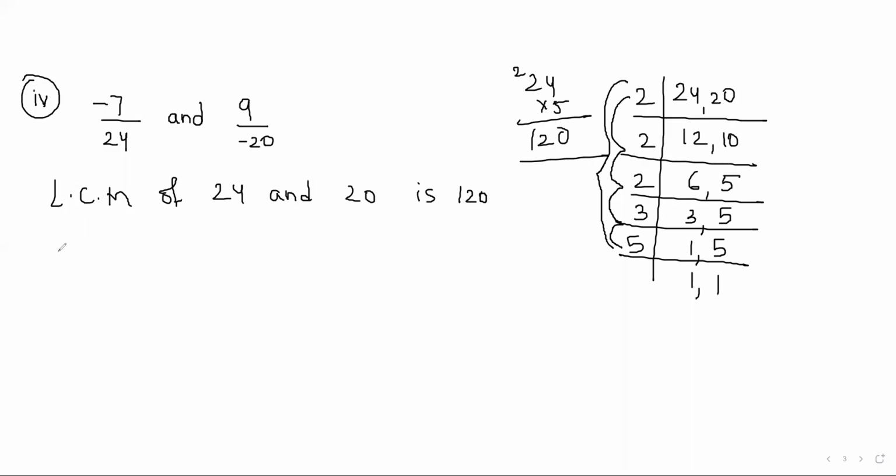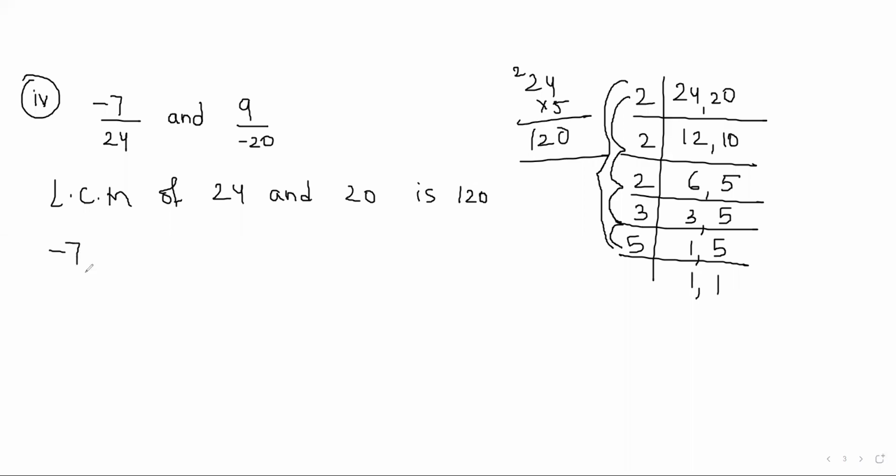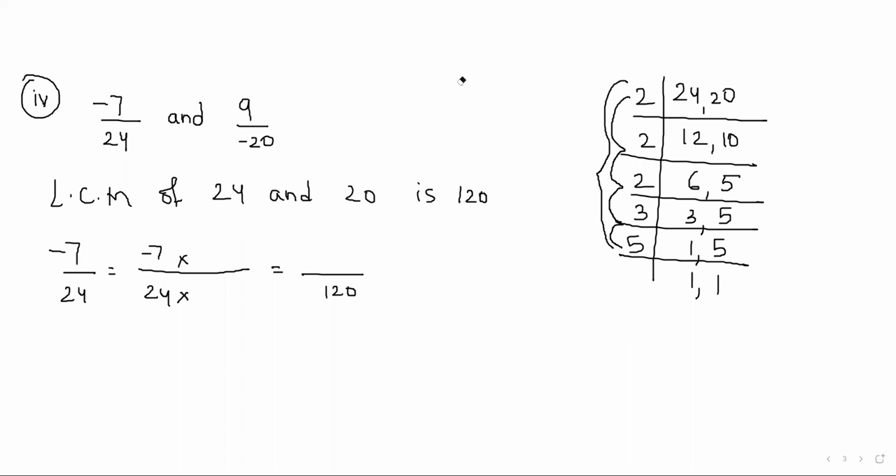So now let us continue the sum. So we have to make the denominator as 120. So let's do that. So minus 7 by 24, we will multiply something to 24 and make it as 120. So 24 into what is 120? We can find out by the LCM table that we have here. So let us take the factors of 24. 2 2s are 4, 4 2s are 8, 8 3s are 24, and 24 into 5. So into 5, into 5. It gives us minus 35 by 120.